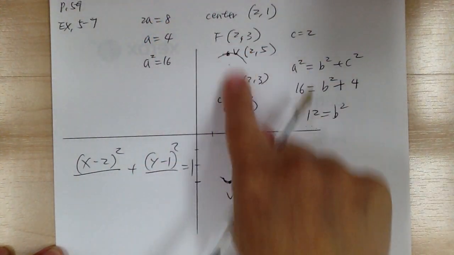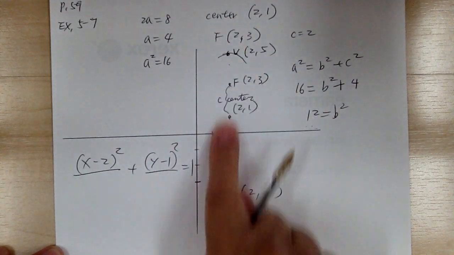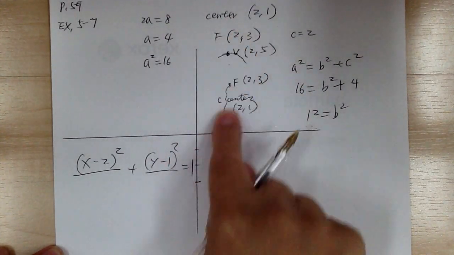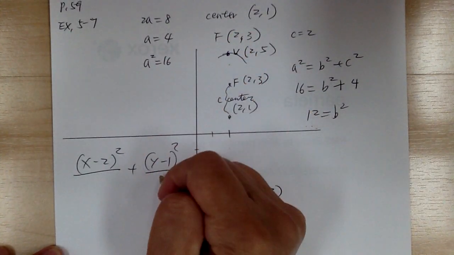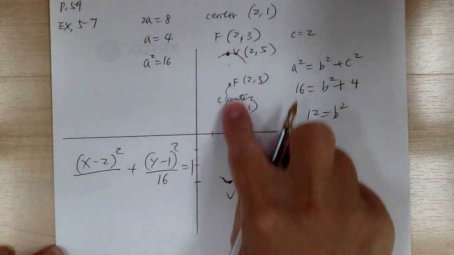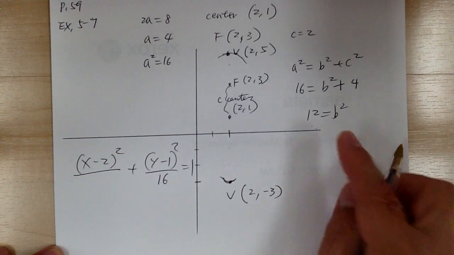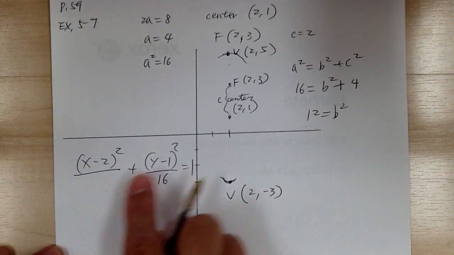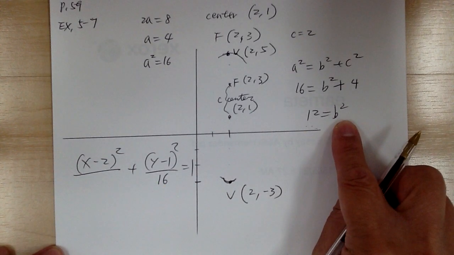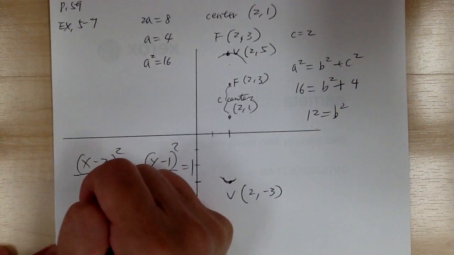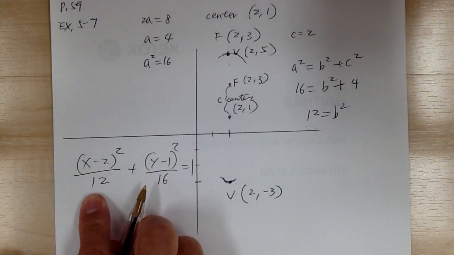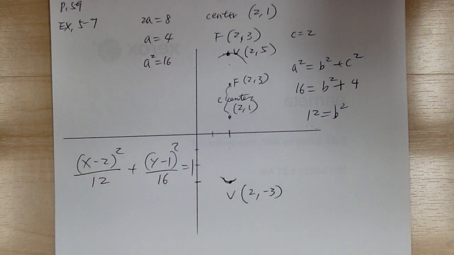Now you have to be careful. The long axis is in this direction, so the 16 has to go under the y, because the major axis is in the y direction. That means the minor axis will go to the other one, right over here. Again, notice I don't even need to solve for B, because this is the B squared, so I put it over here, and that's it for this problem.